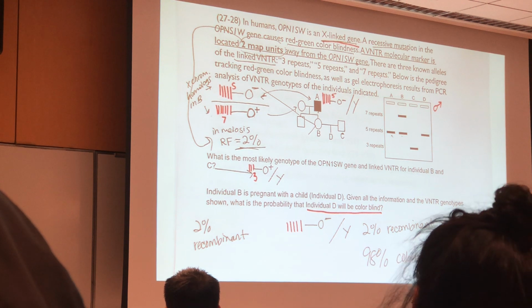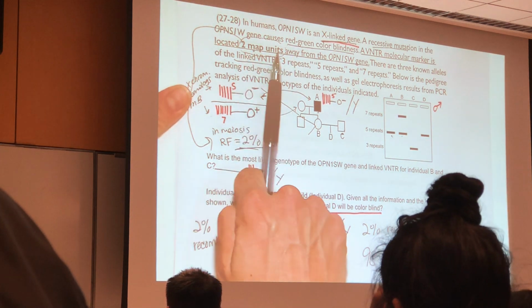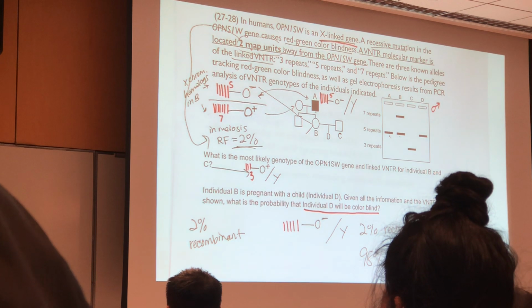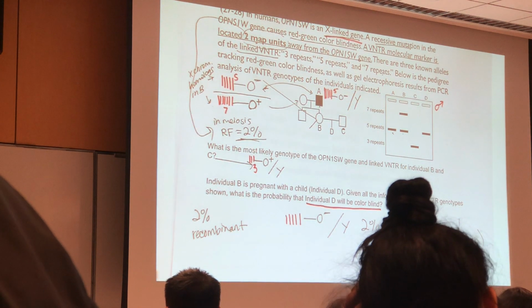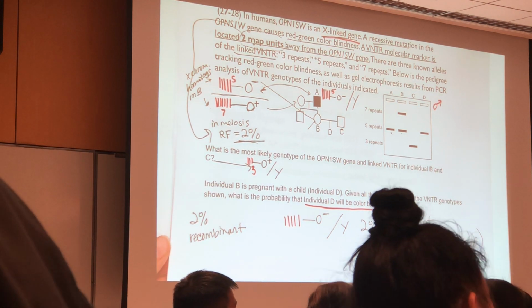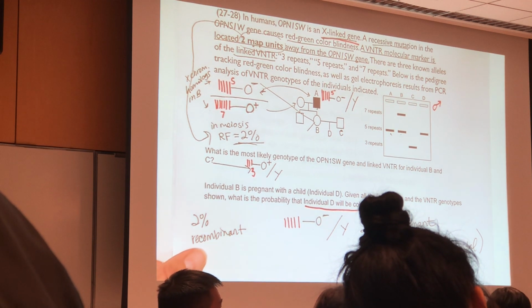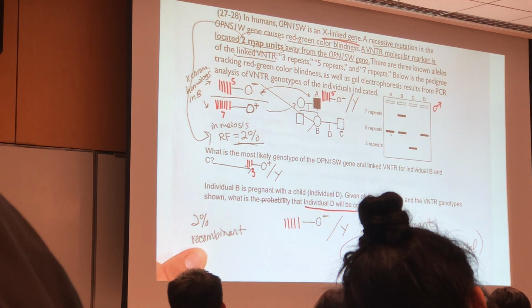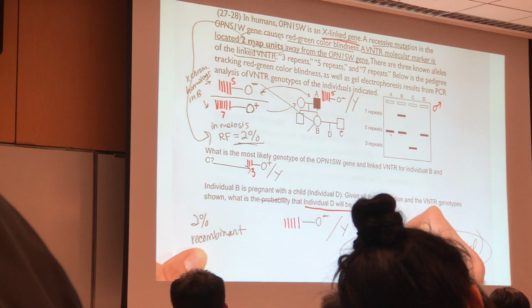Any other questions about this? So again, this map units just tells us the probability that they're recombinant. And for this one, that recombination happened in the mother. Evelyn? So for the very end of the question where it says the probability of the color blindness, the correct answer would be 98%. 98%. 2% recombinant or not colorblind.